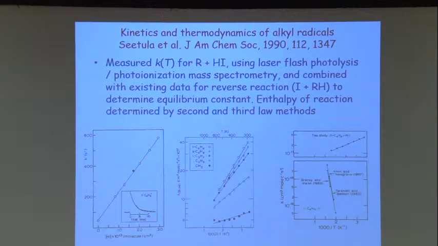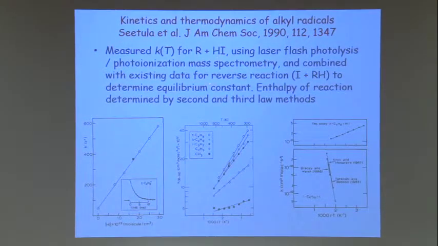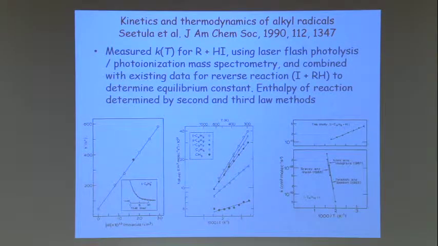So measure KT for a radical plus HI, say CH3 plus HI, or tertiary butyl plus HI, any alkyl radical that you want. And this was done particularly by the group of David Gutman. And so these are the experimental data. This is the pseudo first order rate constant as a function of HI.